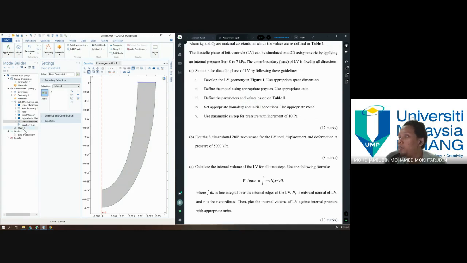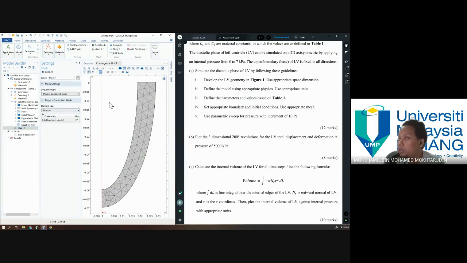And then use appropriate mesh. So mesh, if you use normal mesh, it's quite big actually. But if your computer is good, okay. I think maybe use coarse is good. But if you think your computer can run faster, use normal. So that's why it doesn't specify which mesh type.